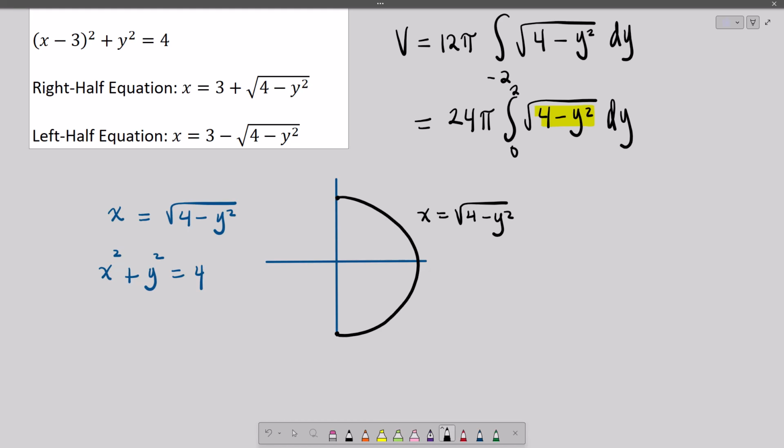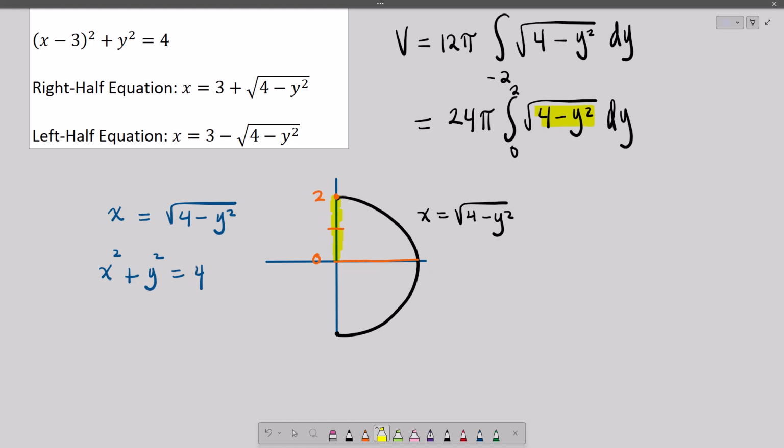If you take the positive square root, you get the right half. If you took the negative square root, you get the left half. So this says we want the area under the curve, but if we're integrating with respect to y, that means the area between the curve and the y-axis. It's not under. So we want the area under this curve from y equals 0, right here, to y equals 2, which is right there. So that's what this integral is asking.